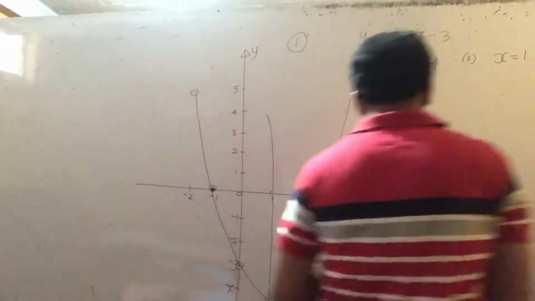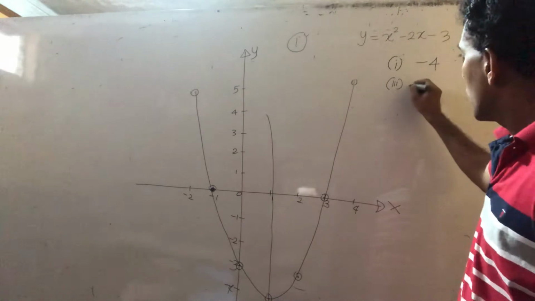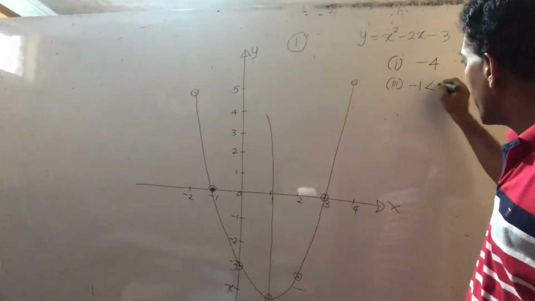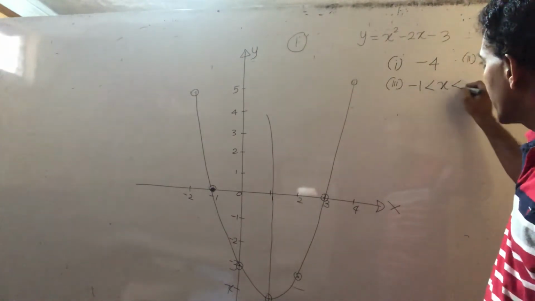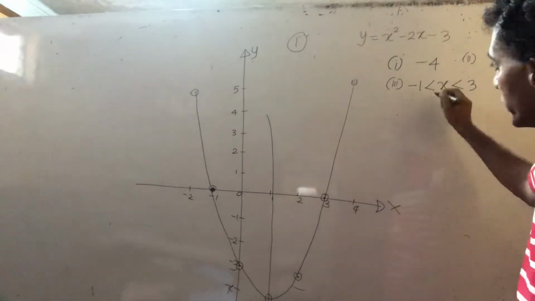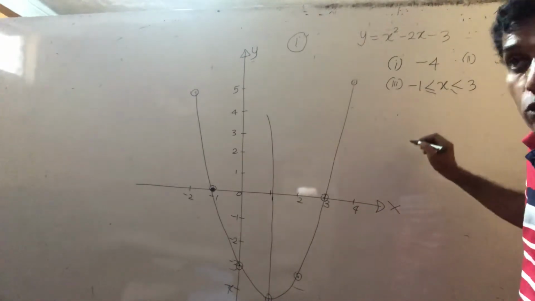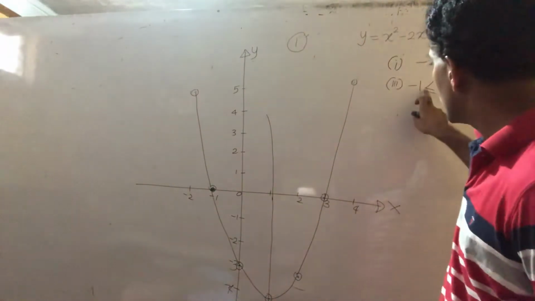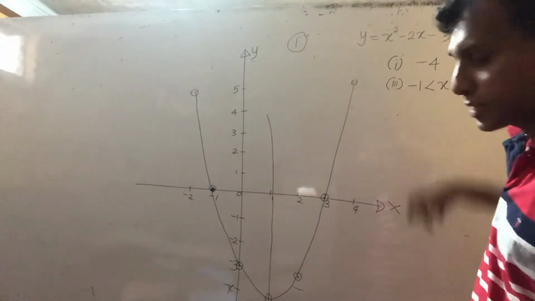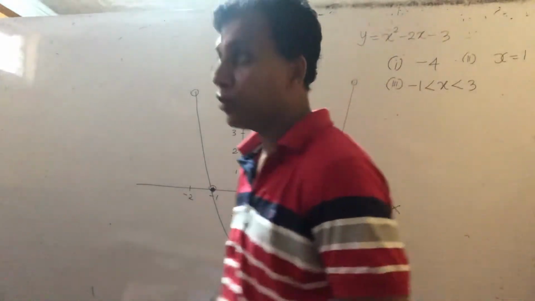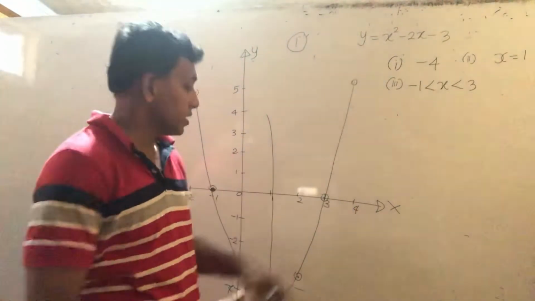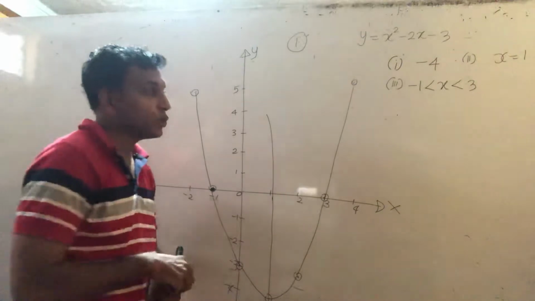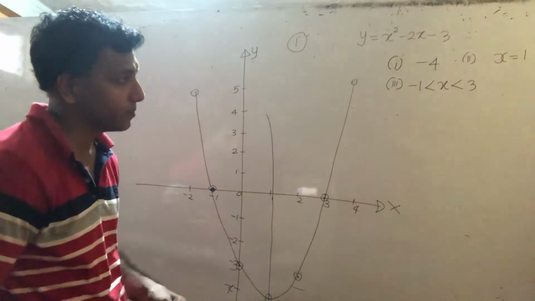So the third part answer: minus 1 less than x less than 3. Don't write the equal sign. If you write the equal sign, 0 is also valid, and 0 is a neutral value, neither minus nor plus. So we have the x ranges where the function is negative.